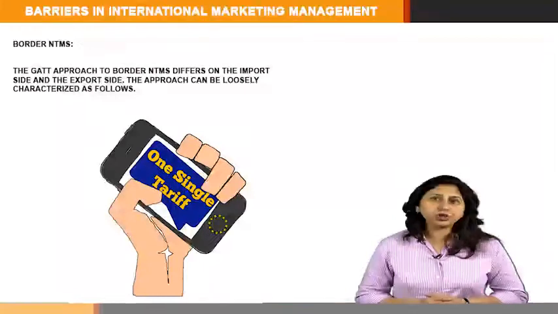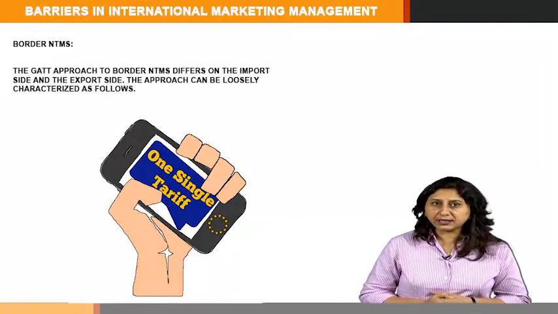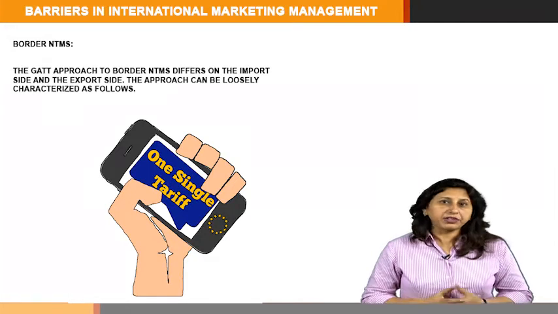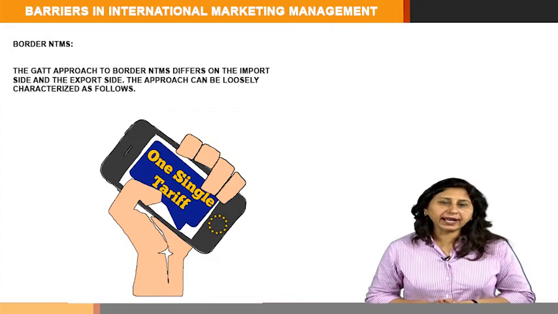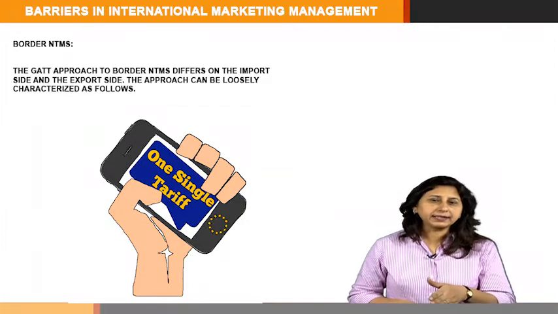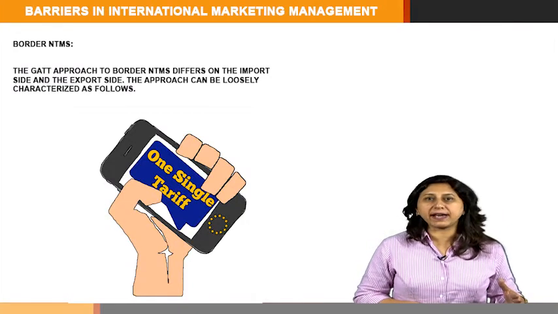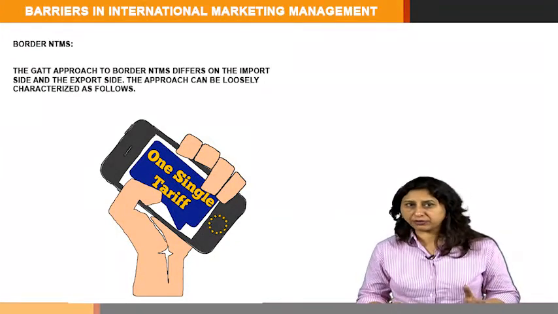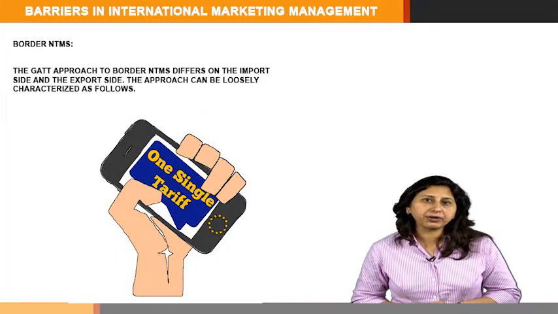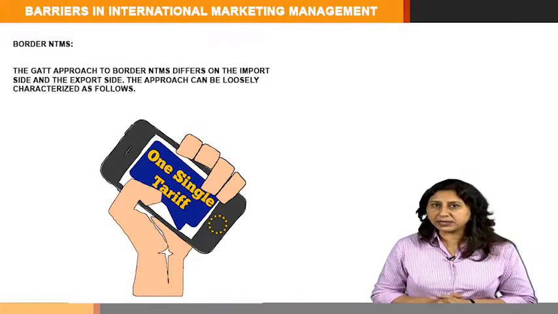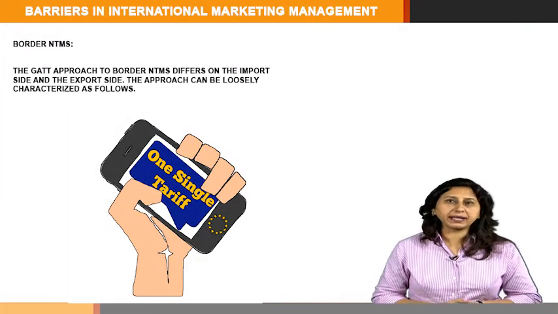The GATT approach to border NTMs differs on the import side and the export side. The approach can be loosely characterized as follows. First, on the import side, GATT was designed to serve as a negotiating forum in which reciprocal, voluntary and non-discriminatory MFN tariff bargaining among member governments would lead to tariff bindings.